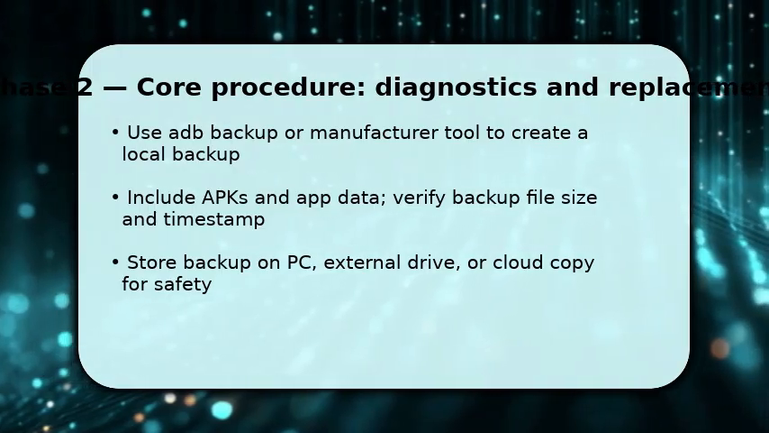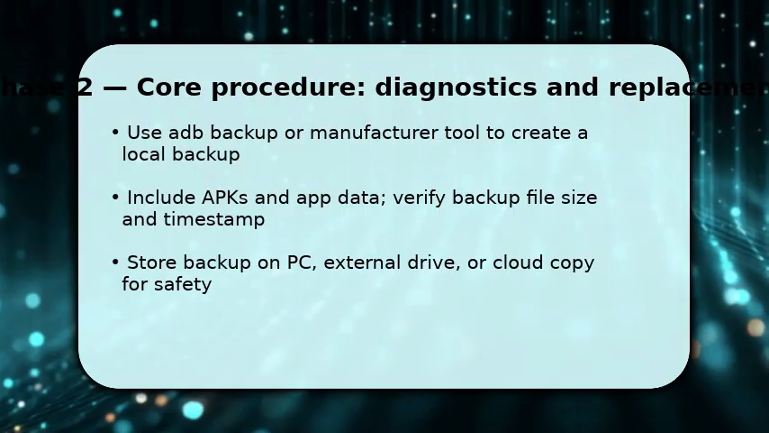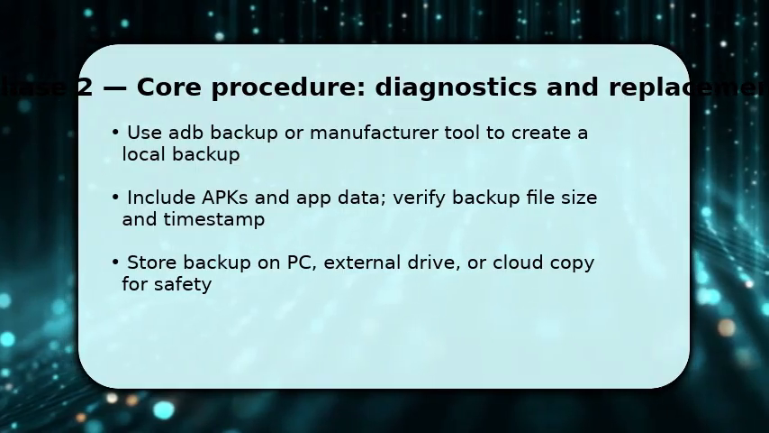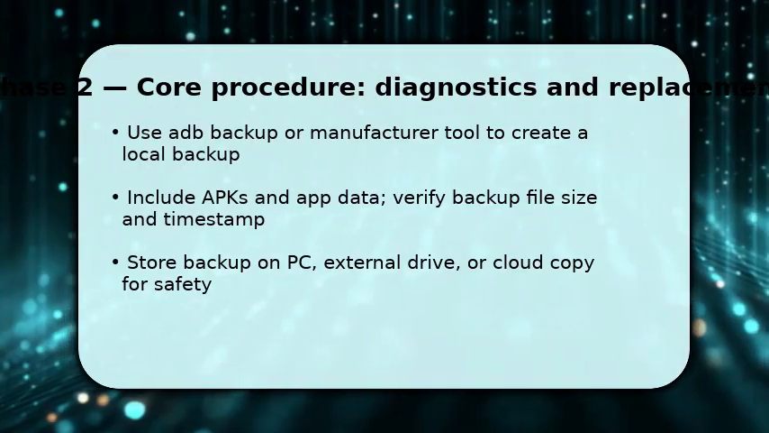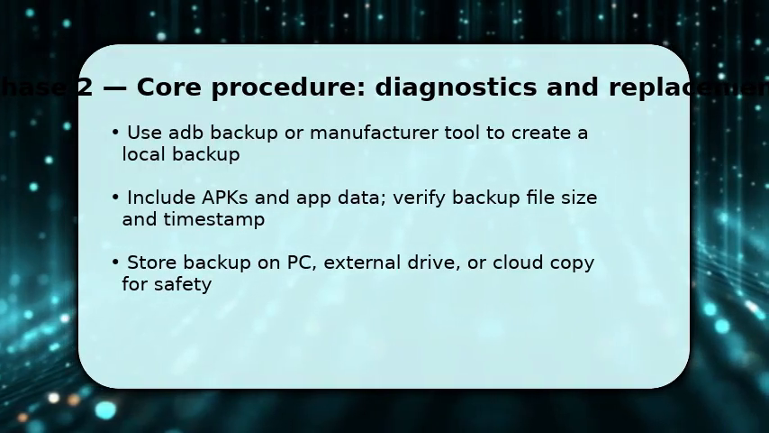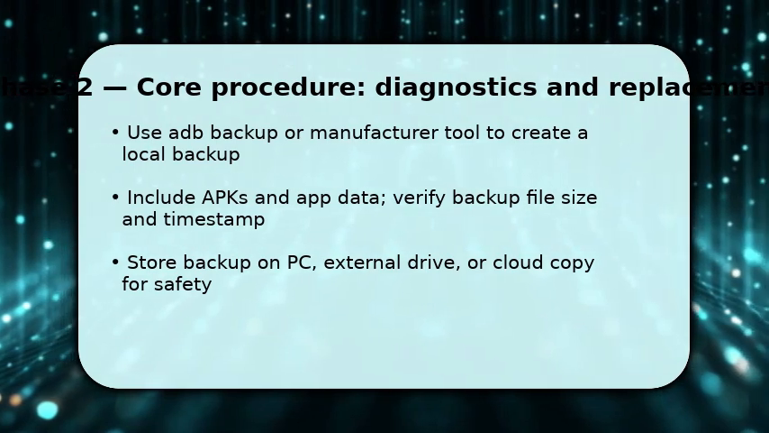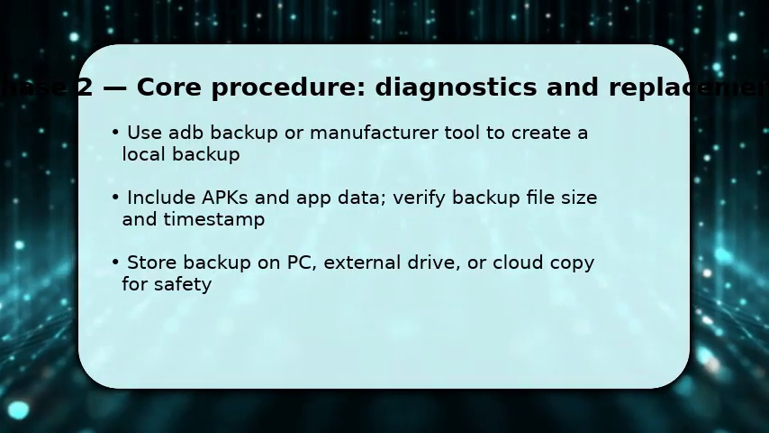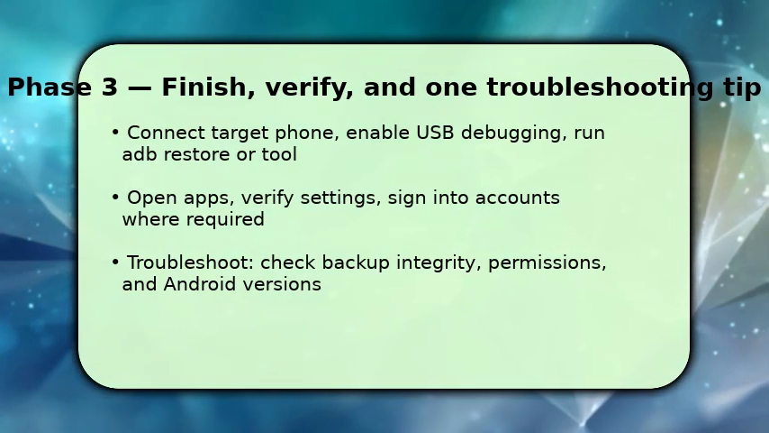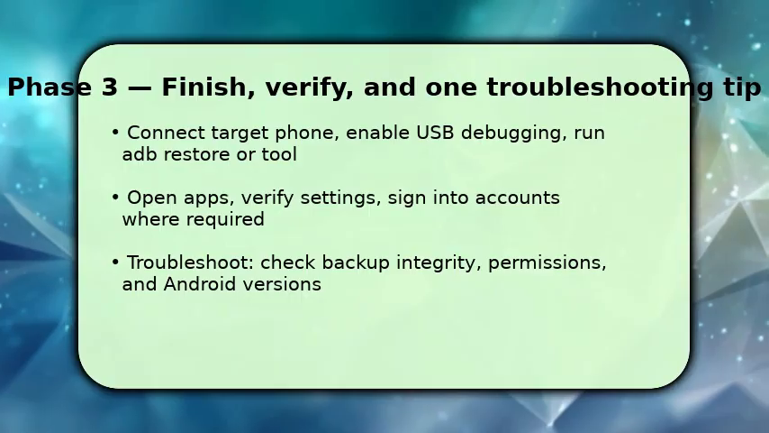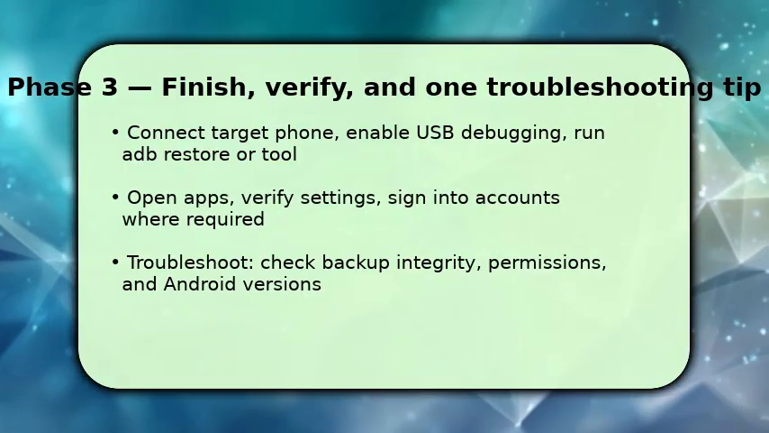Once the backup completes, verify the file size and timestamp to confirm success. Then copy that backup to your PC or an external drive. Make sure you have a duplicate before proceeding to the target device. You finish by restoring the backup to the target phone via a DB restore or the manufacturer's restore function. Allow the process to complete without interruption.